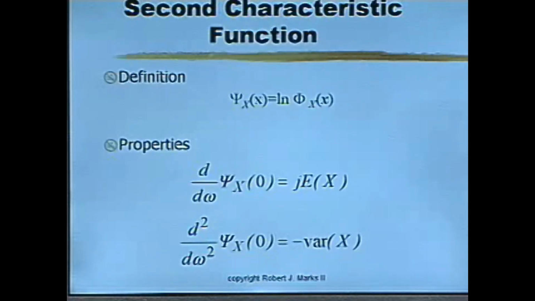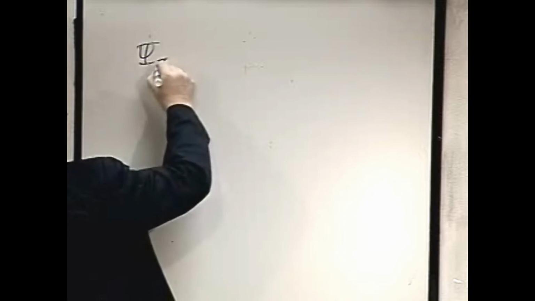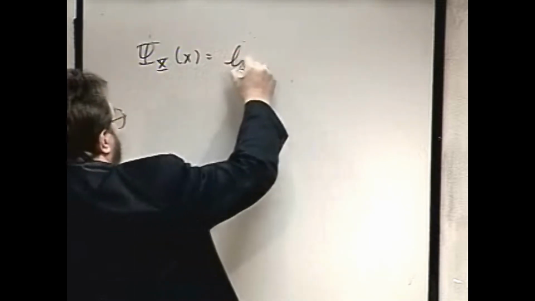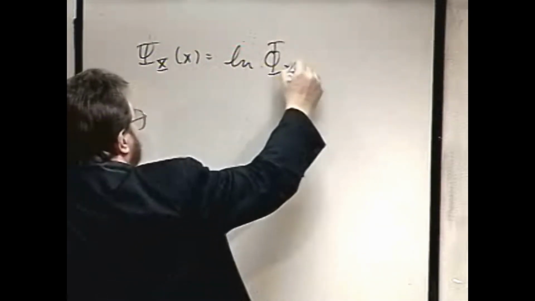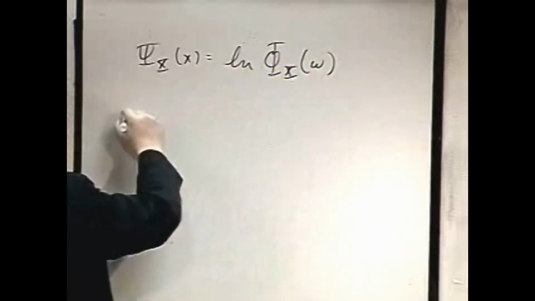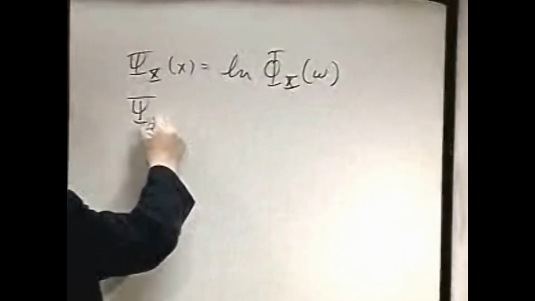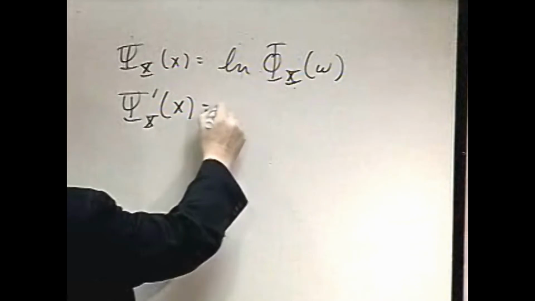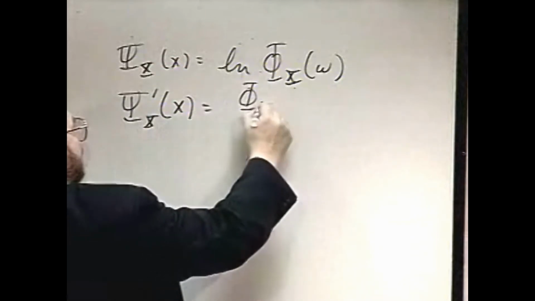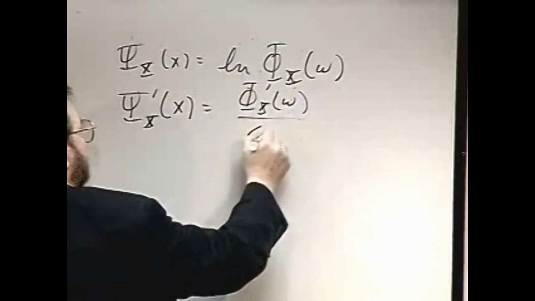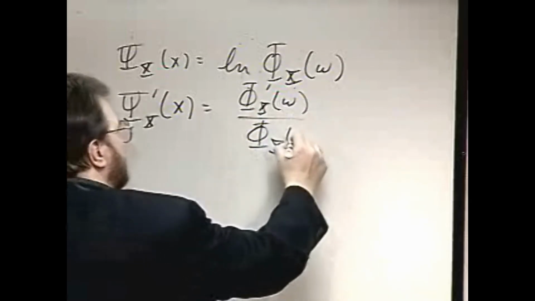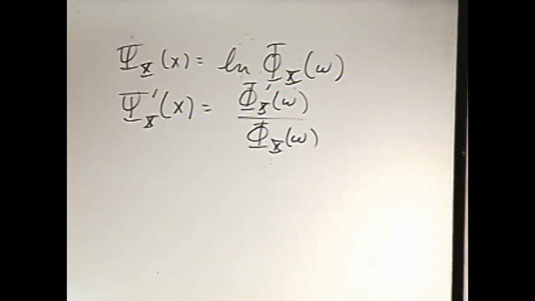So let's indeed show this. Phi sub x is equal to the log of the characteristic function. And so therefore the first derivative, we know of the log, is equal to phi sub x prime of omega divided by phi sub x of omega, right? Derivative of the log with the chain rule applied.